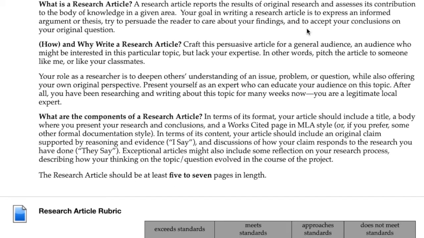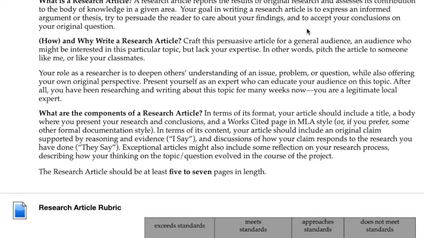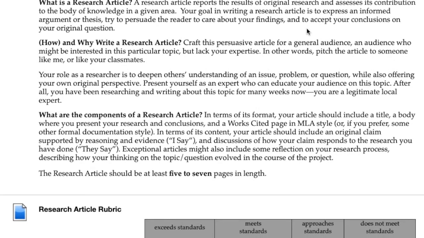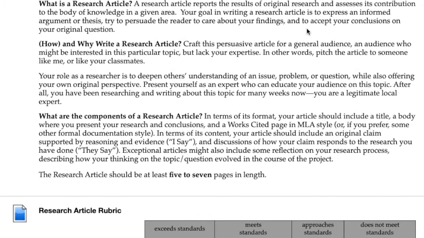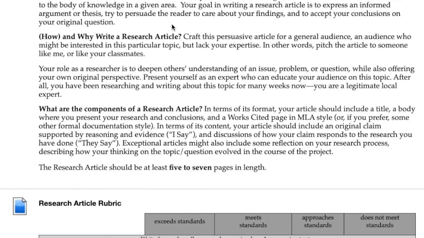What is a research article? A research article reports the results of original research and assesses its contribution to the body of knowledge in a given area. Basically, you have made yourself an expert in the area that you decided to study. And now it's your turn to present your research in a way that's persuasive to others. So, what did you learn and what meaning did you grab from it? And what do you have to say based on this now?